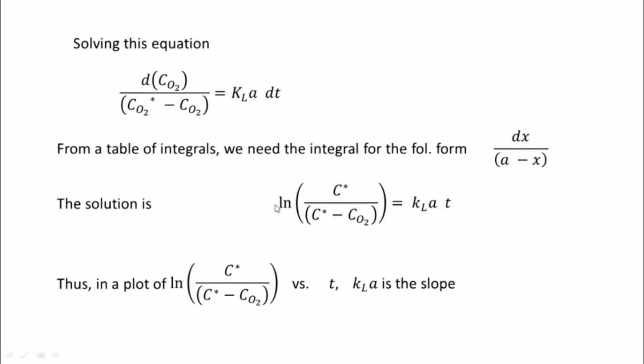If you look at this, this assumes that the log of C star by C star minus CO2 is a straight line. So this is valid only in the region where this graph is a straight line. So we choose the region where this graph is a straight line and then take the slope of it. That's how we find KLA. I'll give you an example to feel comfortable with it.